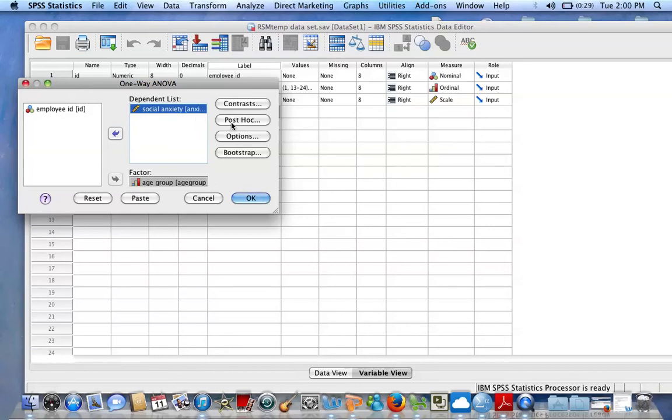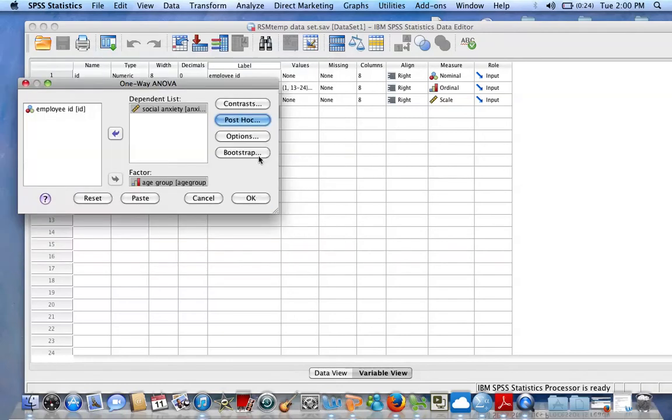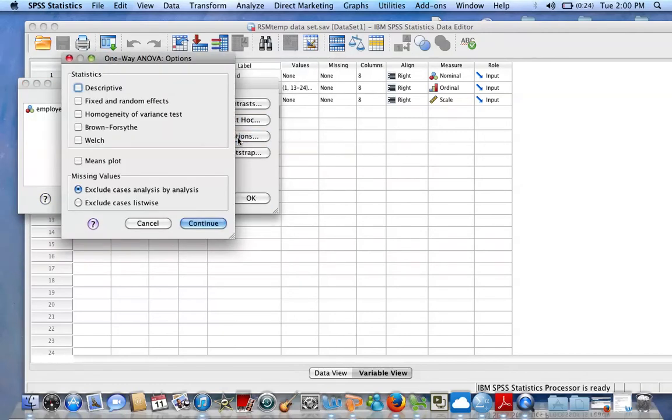We do want to do post hoc tests because, as I said, instead of having only 2 groups like we did with the t-test, we now have 3 groups, and if there is a significant difference, we want to know which groups differ. So we're going to click on post hoc, Tukey, and let's see what else we want.